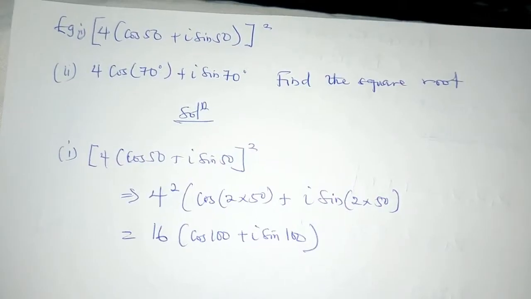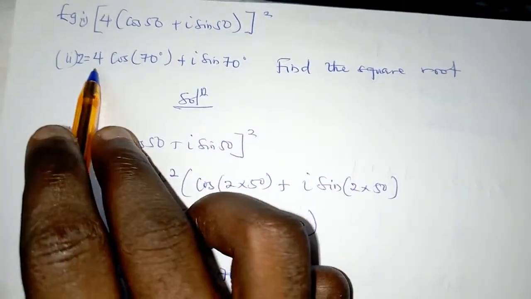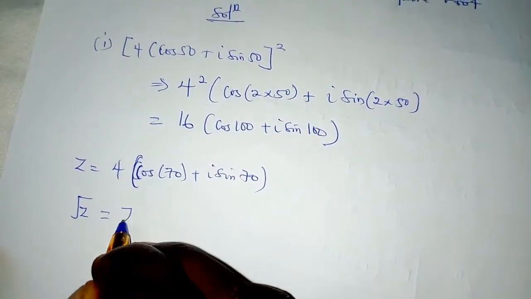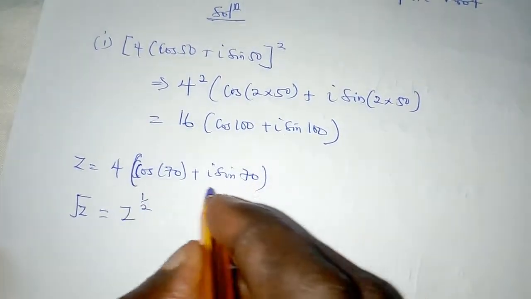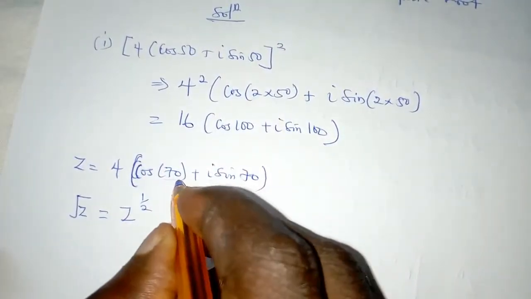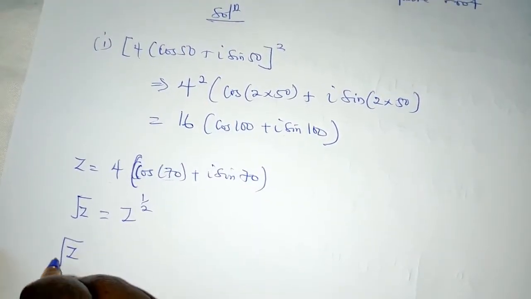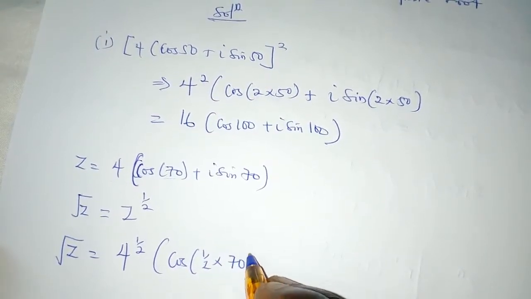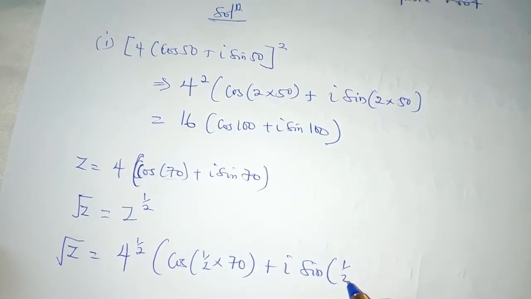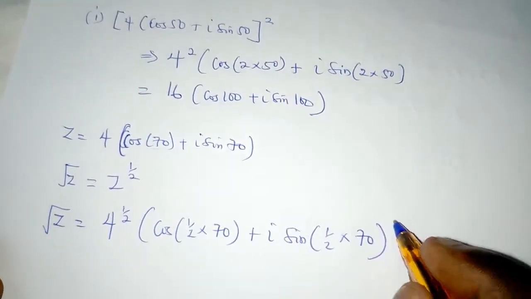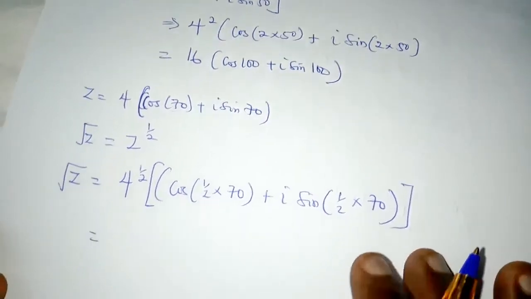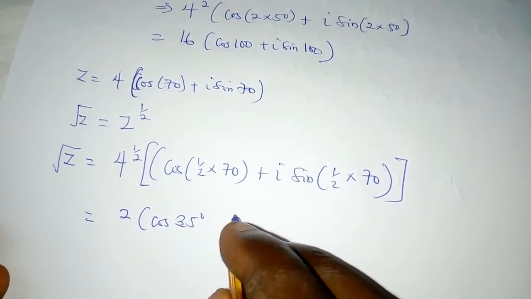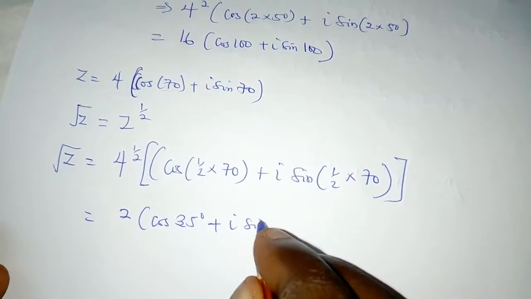As simple as that. With example 2, we are to find the square root of this particular complex number. And so the square root of z actually becomes z to the power half. So simply we raise the 4 to the power half and multiply the angle by half. So the square root of z becomes 4 to the power half, then cos of half multiplying 70 plus i, the sine of half multiplying 70. And our answer turns out to be 2 cos of 35 degrees plus i sine 35.